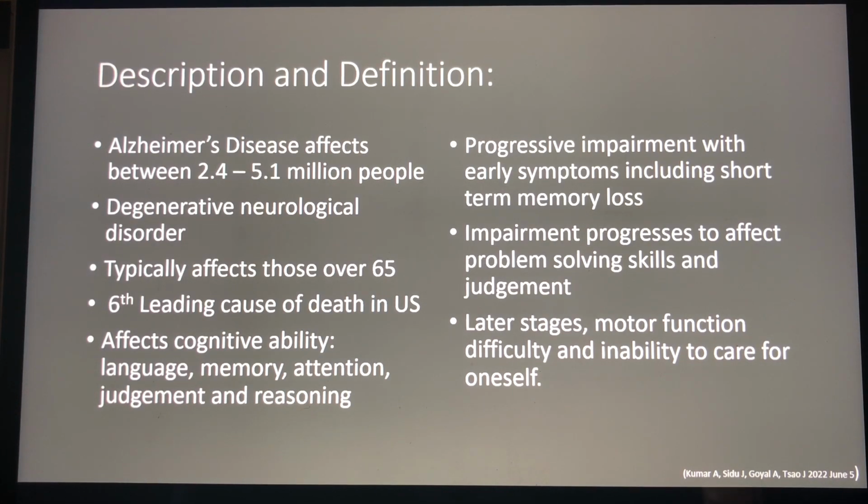Alzheimer's patients experience progressive impairment with common symptoms including short-term memory loss. Impairment progresses eventually to affect problem-solving skills and judgment. In later stages, motor functions become more difficult and lead to eventual inability to care for oneself.